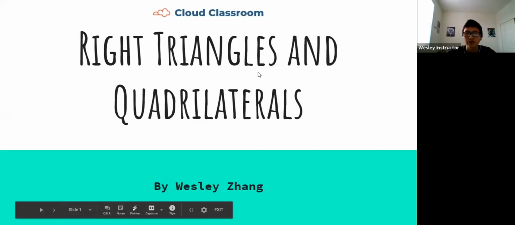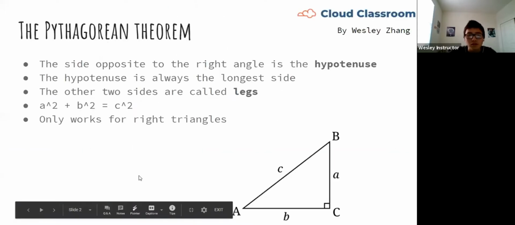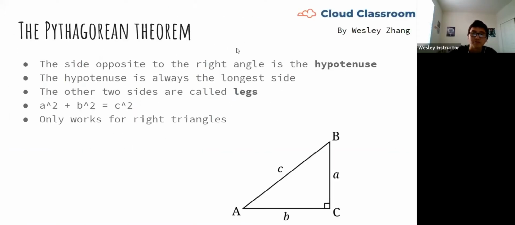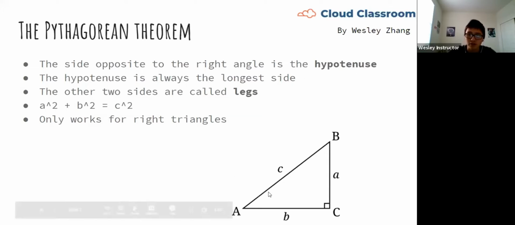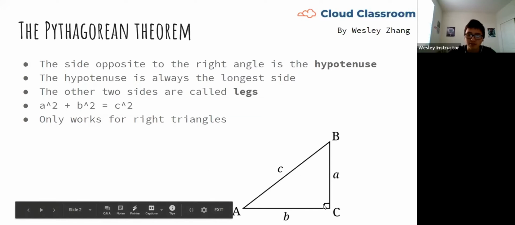All right, right triangles and quadrilaterals. So the Pythagorean theorem is a theorem for right triangles, meaning triangles that have one right angle. The side opposite the right angle is the hypotenuse. So in this triangle, side C is opposite the right angle, so this is the hypotenuse. The hypotenuse is always the longest side because the right angle is the biggest angle.